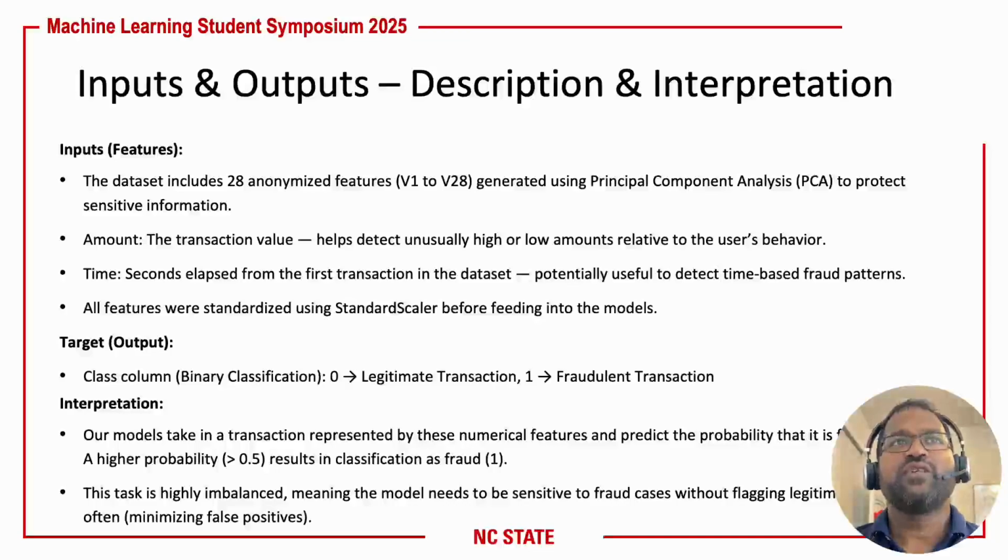The dataset we are using consists of 28 anonymized features, which are crucial for maintaining user privacy while still providing valuable insights for fraud detection. By employing principal component analysis, we can effectively reduce dimensionality and focus on the most relevant features.